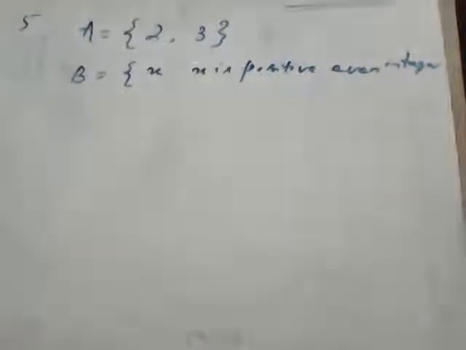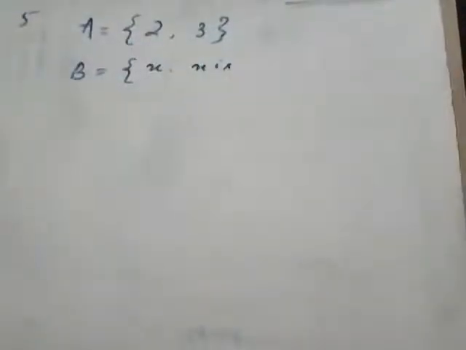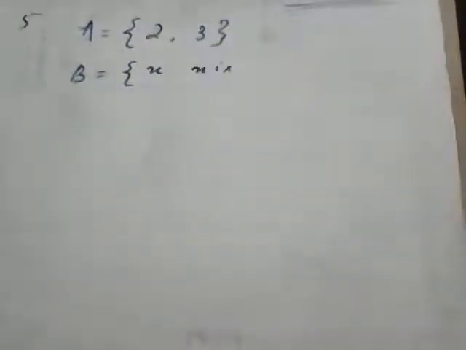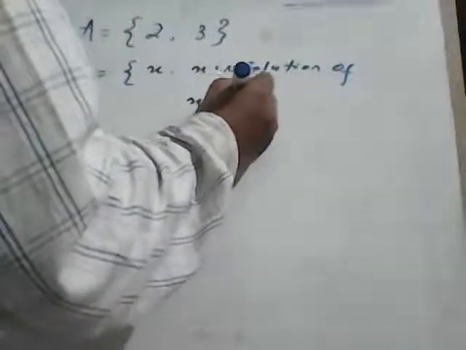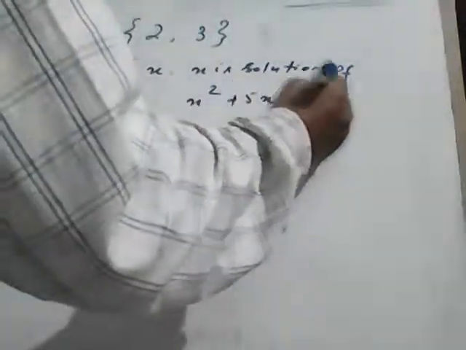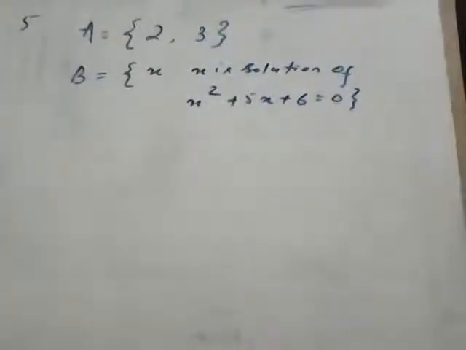Sorry, I have written the part from question 4. Sorry, I have written the wrong question. Question 5, second bit: x is a solution of the equation x square plus 5x plus 6 equal to 0. Check now: x square plus 5x plus 6 equal to 0.